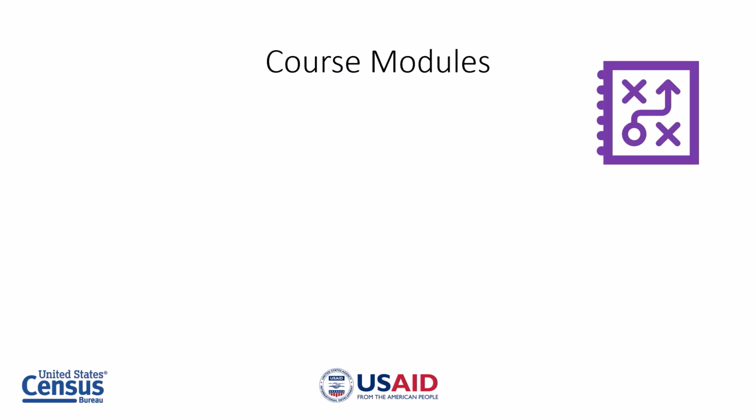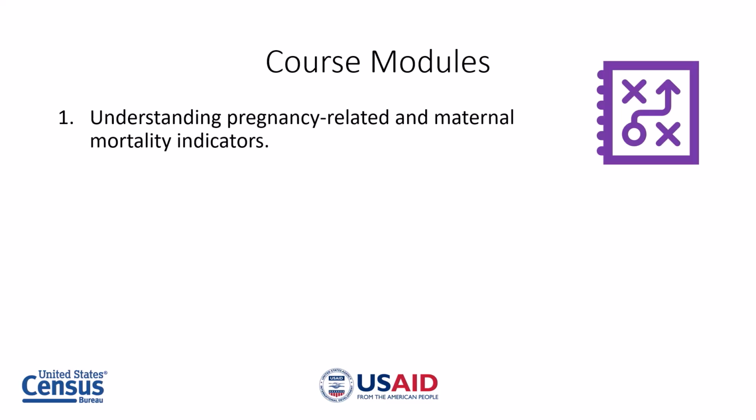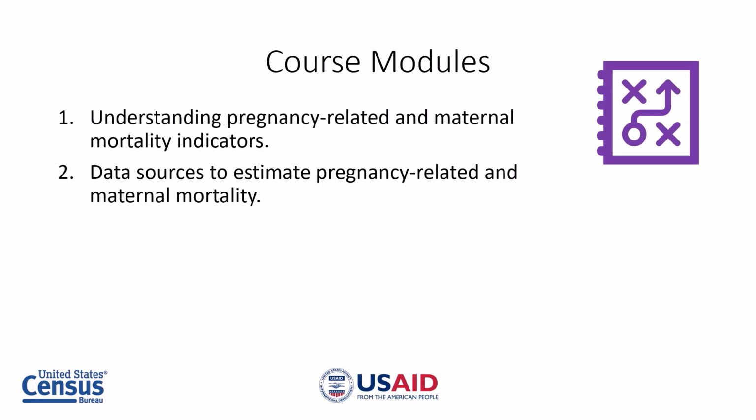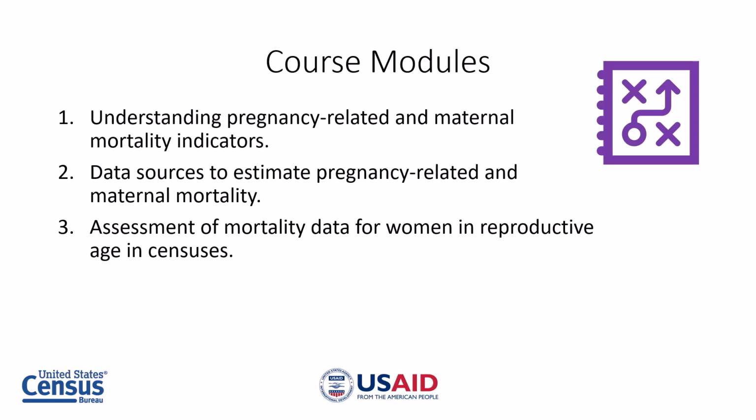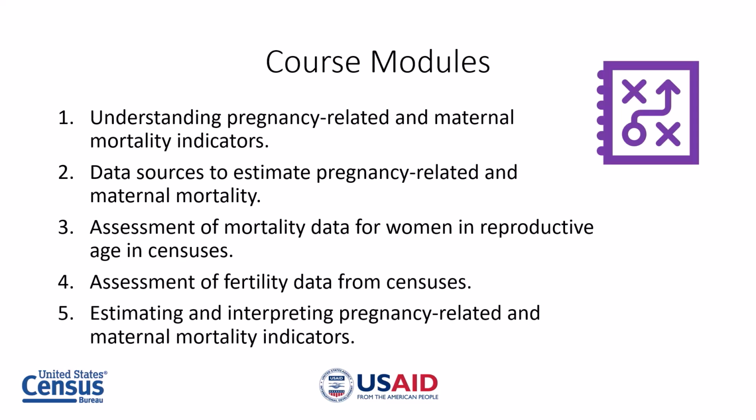This course is broken down into 5 modules. The first is understanding pregnancy-related and maternal mortality indicators. The second module is on data sources to estimate pregnancy-related and maternal mortality. The third is assessment of mortality data for women in reproductive age in censuses. The fourth is the assessment of fertility data from censuses. And the fifth and final module is on estimating and interpreting pregnancy-related and maternal mortality indicators.